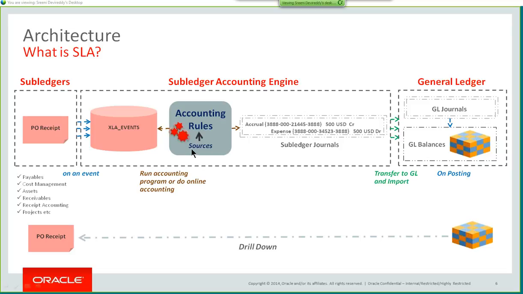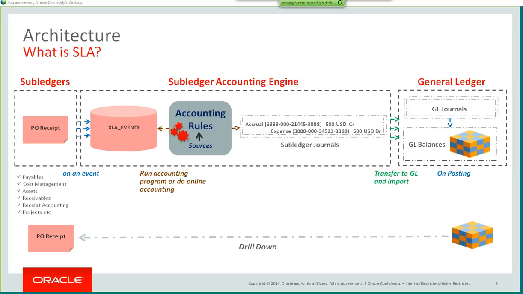Now there are two important pieces in this engine, as you can see, rules and sources. So sources are nothing but view objects, and they expose the transaction data. So the engine does not know anything about the transaction. So the transaction data has to be exposed through sources. And rules guide the engine on how the transactions have to be accounted, right?